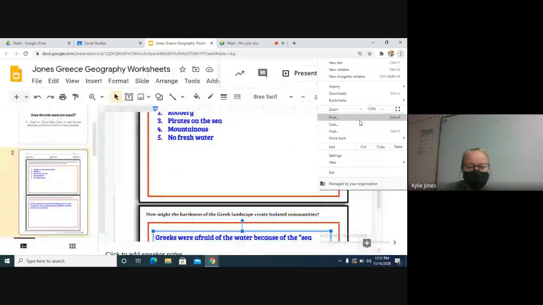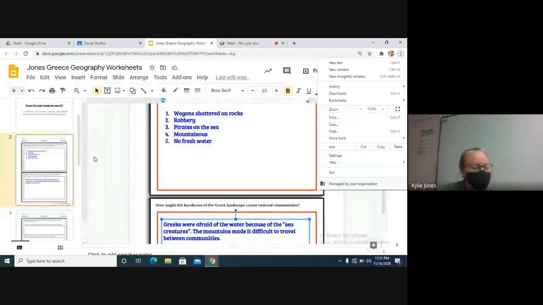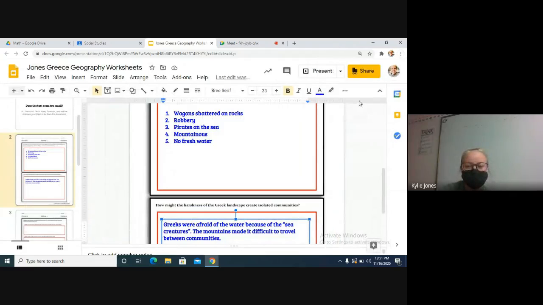Well, were sea creatures actually that scary? Well, they thought that these sea creatures were real, so yeah, they didn't want to be killed by these things.